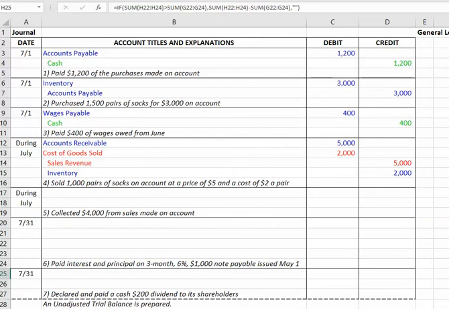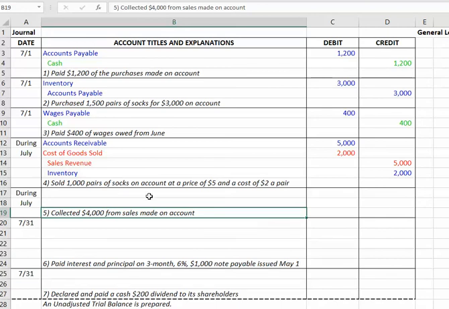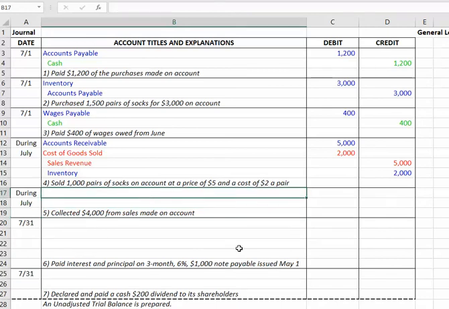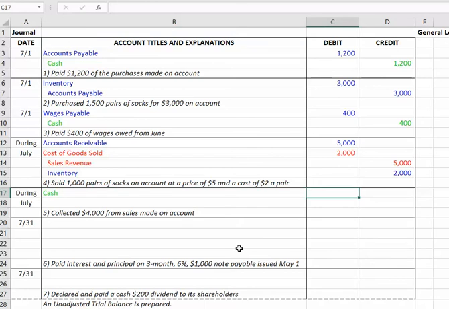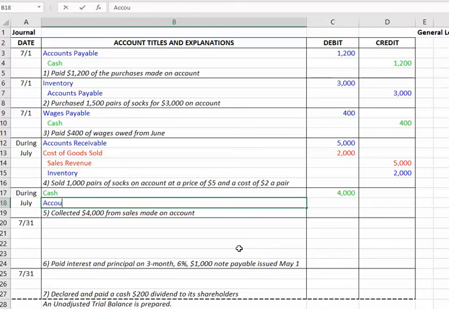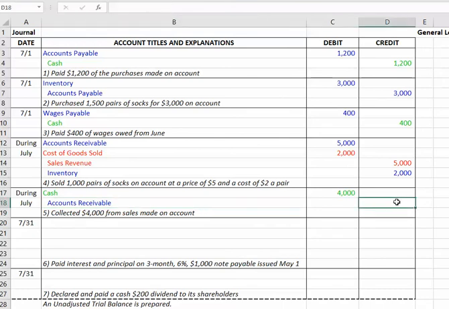So we've got now collecting $4,000 from the sales made on account. So this is our customers paying for goods you delivered and recorded as revenue earlier when you actually did the delivery of those goods. You're going to have to give up your accounts receivable, excuse me. You've already received it.